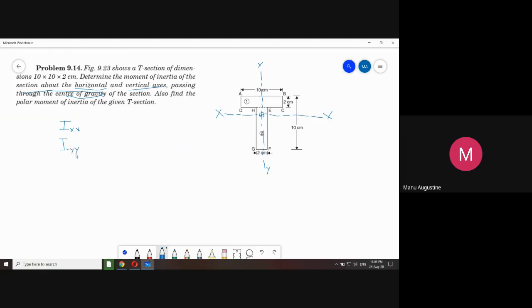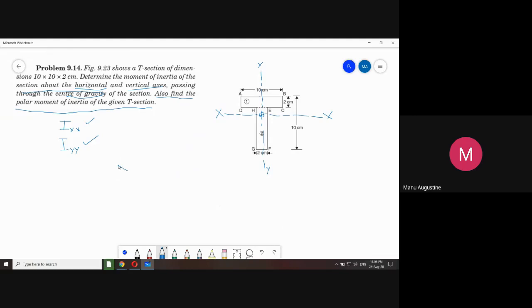The section is the same, the T section, but we have to find the moment of inertia of this T section about xx, and again we have to find the moment of inertia of this T section about yy. So two inertia values have to be found. And finally the question says also find the polar moment of inertia of the given T section. Now, as you know, polar moment of inertia is calculated perpendicular to the area of the given section.